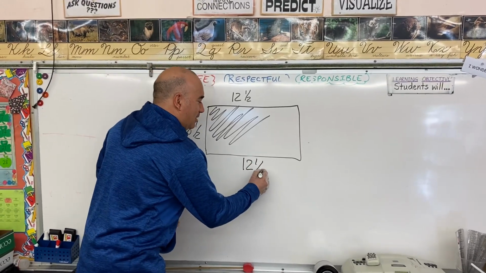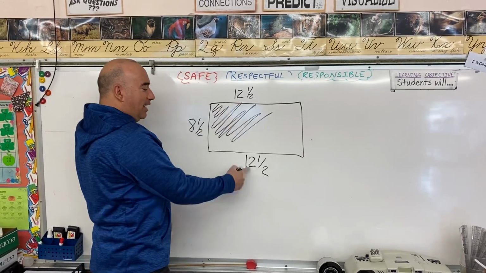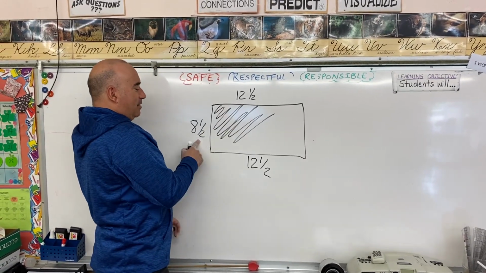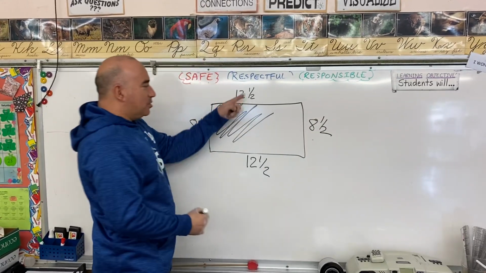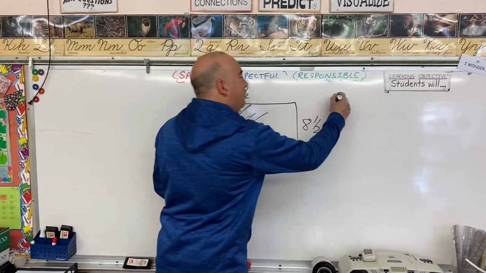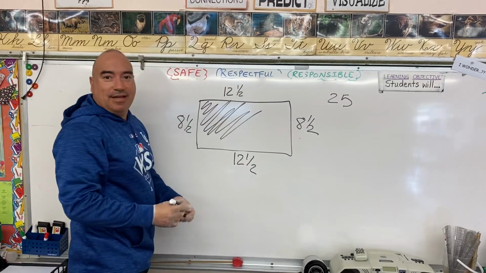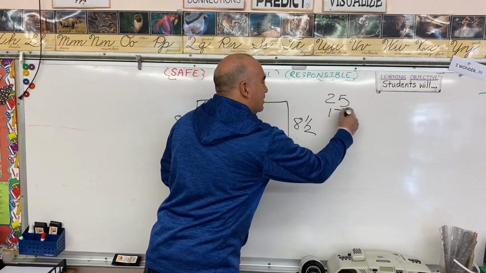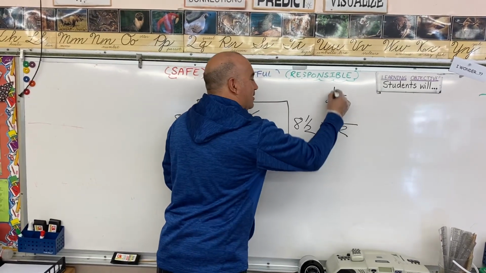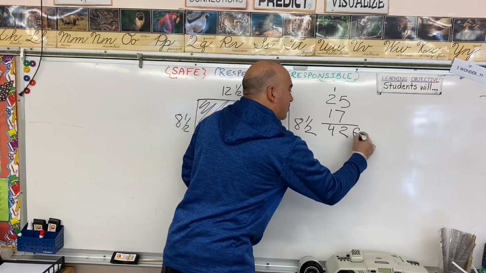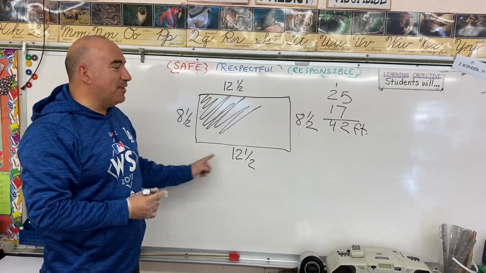adding all sides of the rectangle. 12 and a half plus 12 and a half plus 8 and a half plus 8 and a half. 12 and a half and 12 and a half is 25. 8 and a half plus 8 and a half is 17. So the perimeter is 42 feet. And that's how long the fencing is.